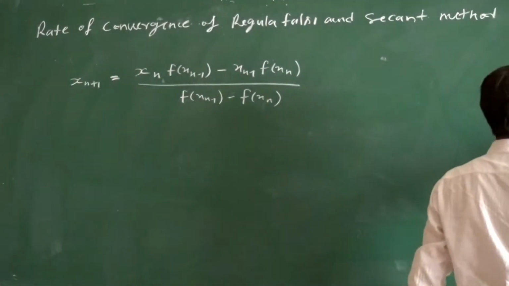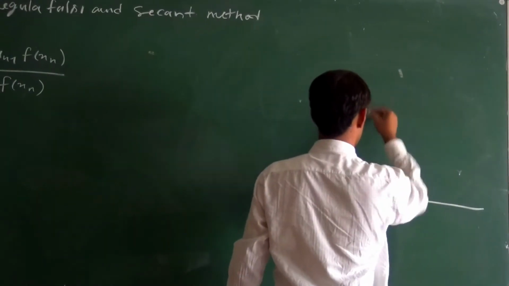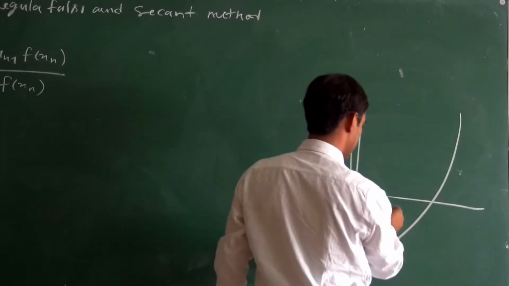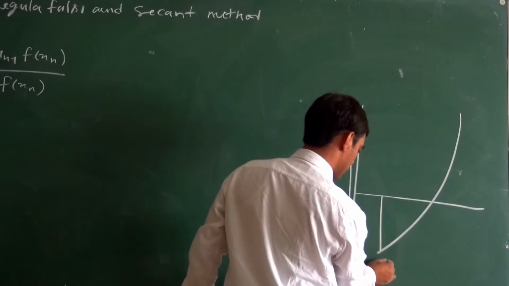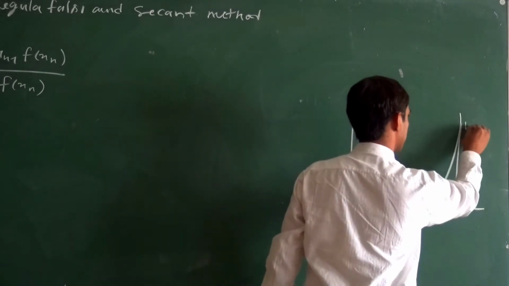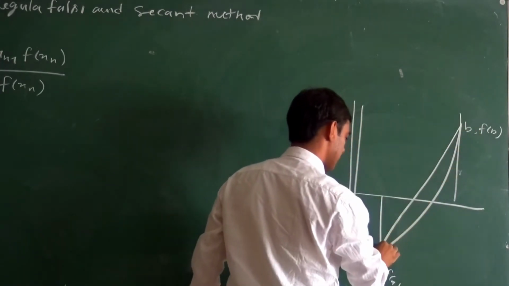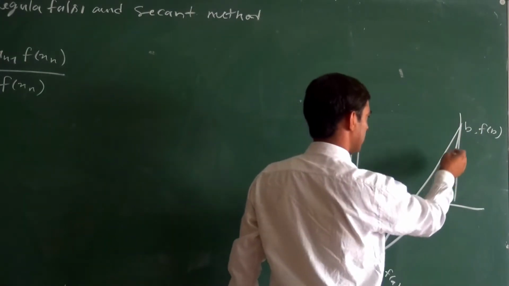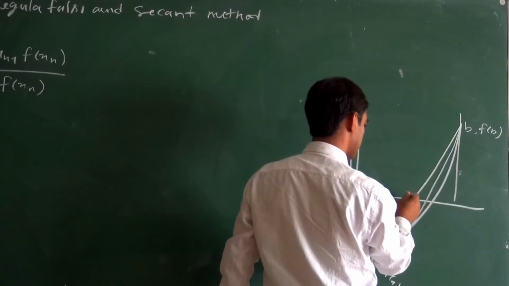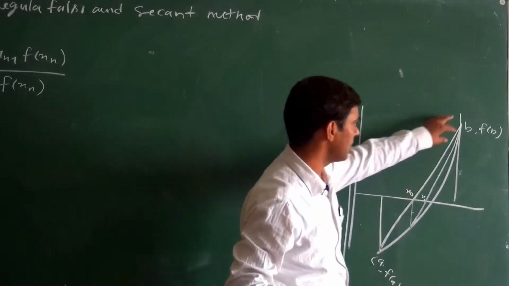If we quickly recap, what is the difference between the Regula Falsi method and secant method? Here this is a point where the value of the function is negative, and this is a coordinate b, f of b, and we draw a straight line and find the point of intersection. This is the next straight line, this is x0, this is x1. So in the Regula Falsi method this end is fixed.